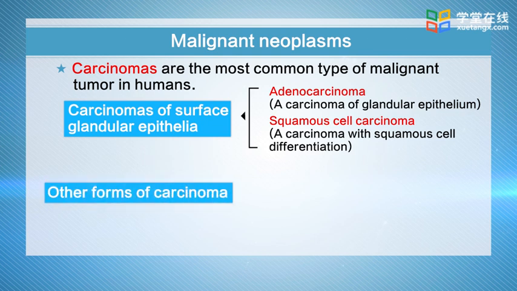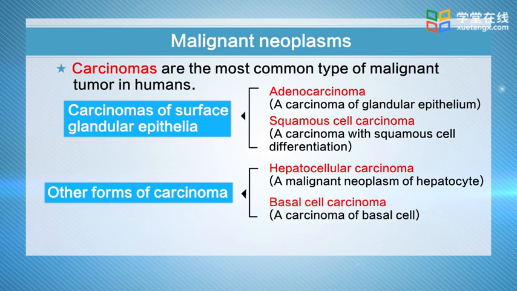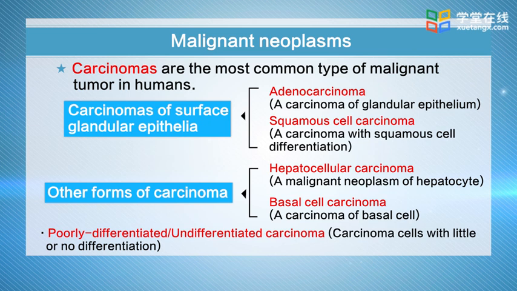Other forms of carcinoma include hepatocellular carcinoma and basal cell carcinoma. Sometimes, the tumor shows little or no differentiation and must be called poorly differentiated or undifferentiated carcinoma.